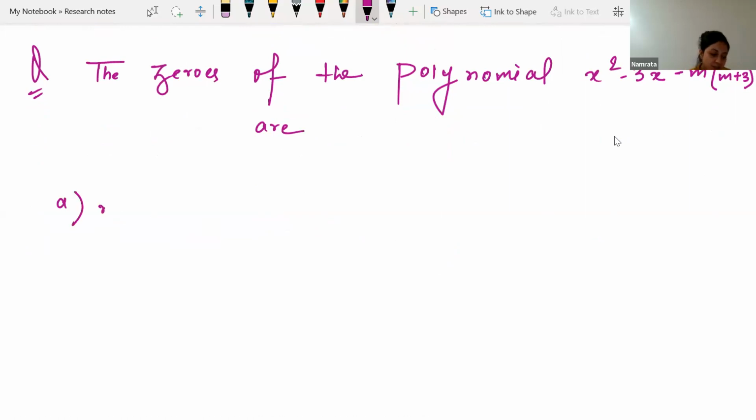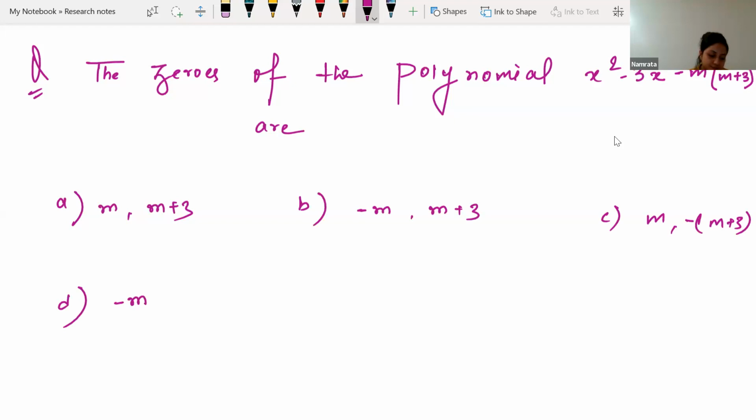Option A, m plus 3. Option B, minus m plus 3. Option C, m minus m plus 3. And option D, minus of m plus 3.